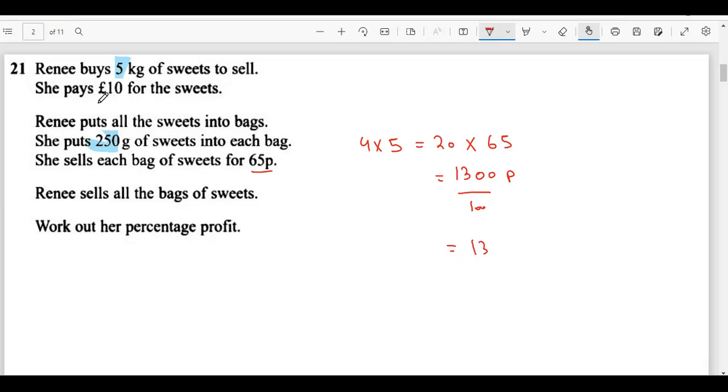And then this 10 pounds. So 3 pounds would be the profit. 3 divided by 10 multiplied by 100 would give you 30%. And that is the correct answer. You were supposed to find the percentage profit.